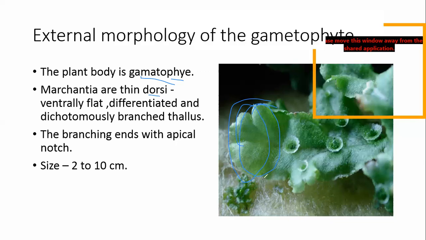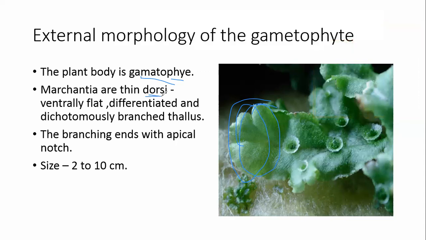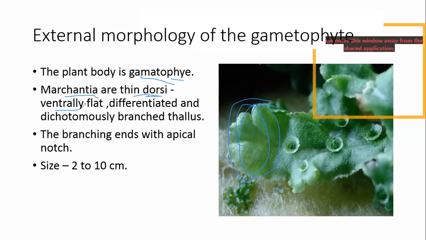They grow dorsally onto the surface of the land. Okay, so they grow flat onto the surface of the land. And this thin structure can be differentiated into a dorsal surface and a ventral surface. So they are called dorsiventrally flat. Marchantias are thin, dorsiventrally flat in nature. Okay, they are thallophytic, dorsiventrally flat.